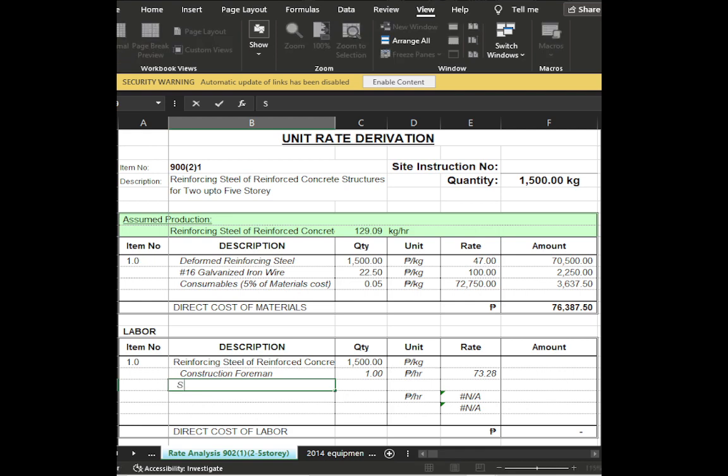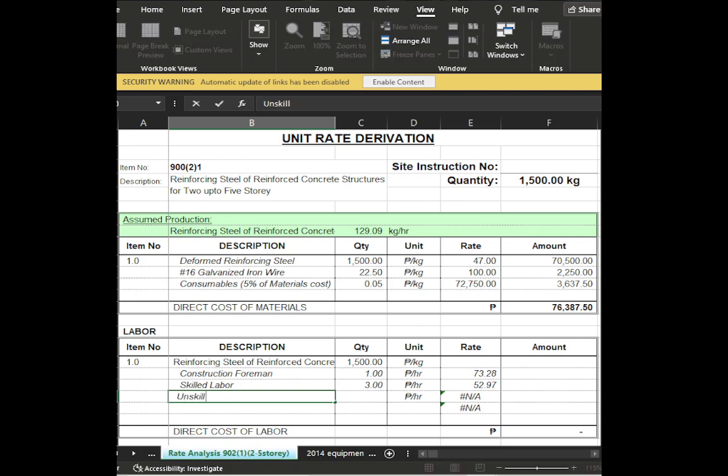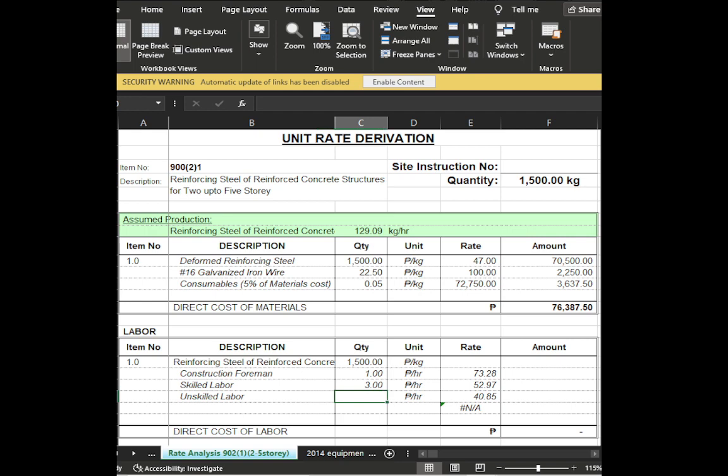Then we have skilled labor. We need 3 skilled labor. These are the steelman. So piso per hour, we'll get 52.97 per hour for the skilled labor. So the unskilled labor, we need 12 for this one.